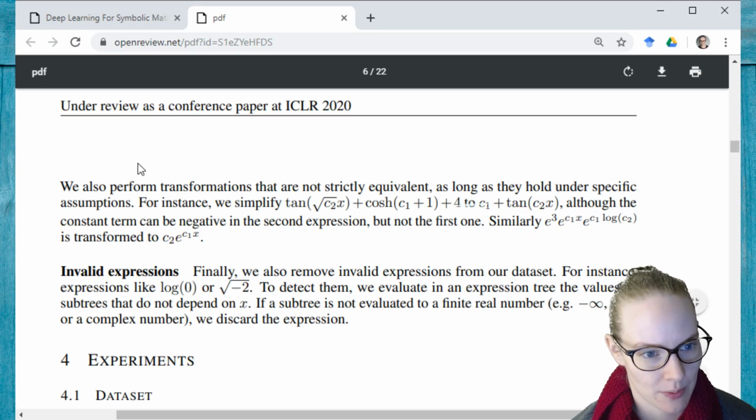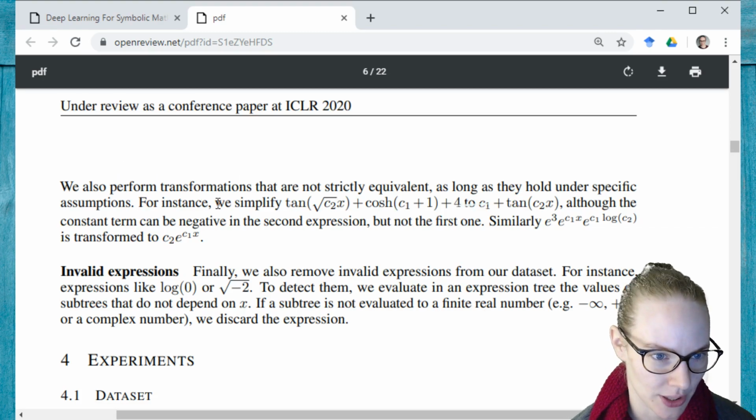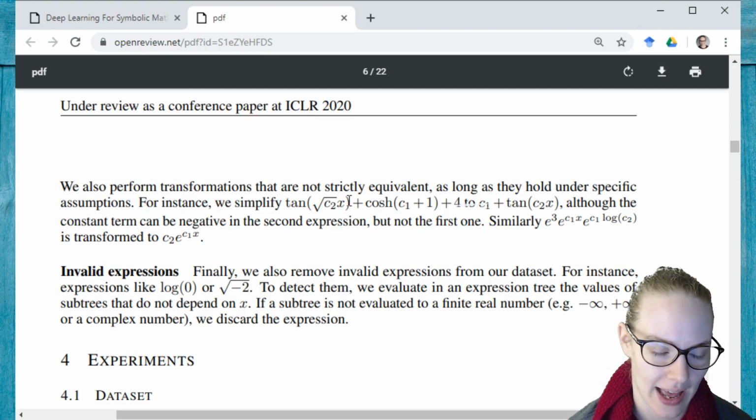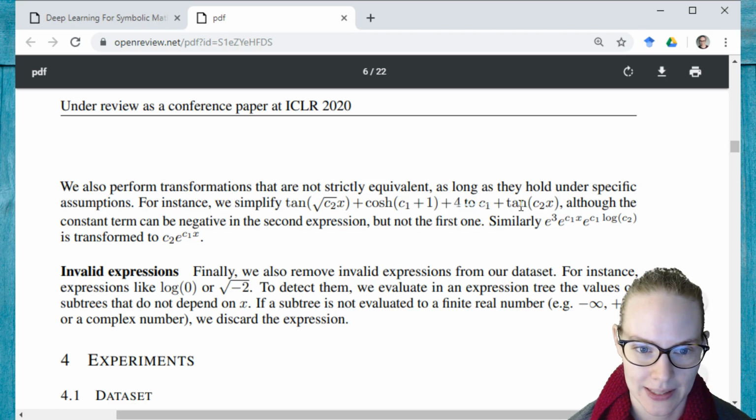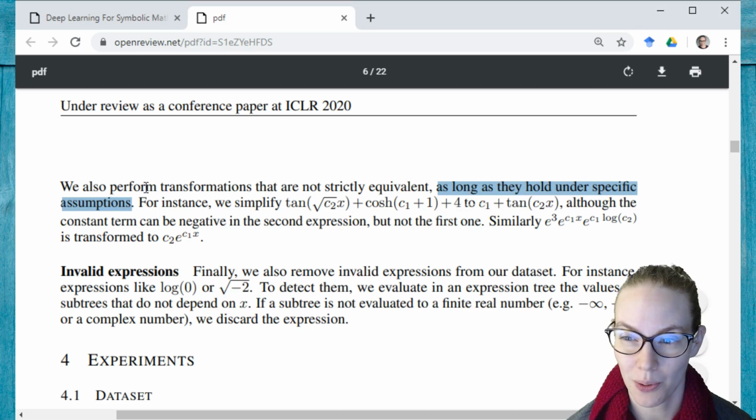We also perform transformations that are not strictly equivalent as long as they hold under specific assumptions. For instance, we simplify tan square root of c2 plus x plus the cosine h, c1 plus 1 plus 4, to c1 plus tan c2x, although the constant term can be negative in the second expression, but not the first one. Okay, they don't say what the assumptions are, though. Maybe they will when we get a little bit later into the paper.